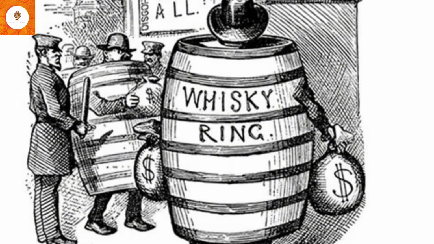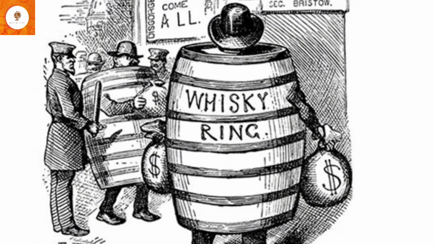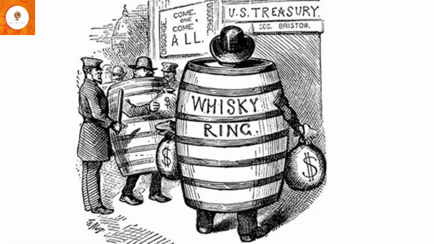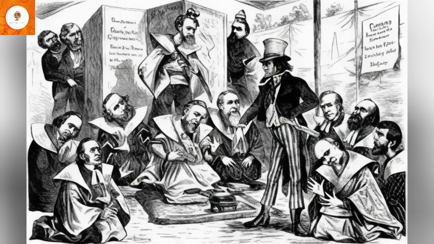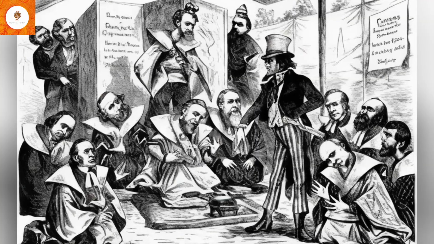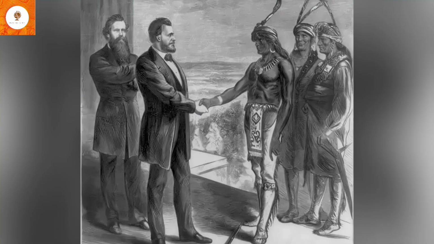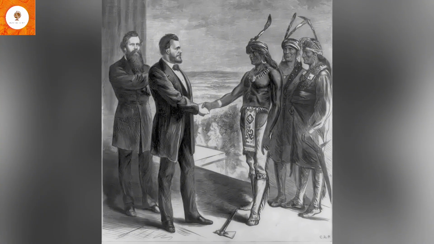The Whiskey Ring, a criminal conspiracy stealing millions in tax revenue. Grant's own private secretary was implicated. The Crédit Mobilier scandal, members of Congress accepted bribes from a railroad company. The Indian Ring, government agents stole supplies meant for Native American reservations.